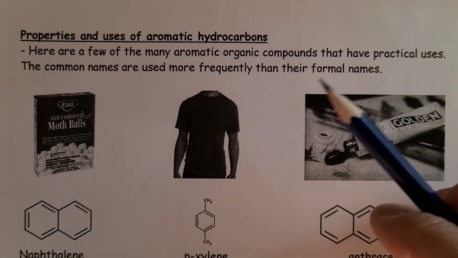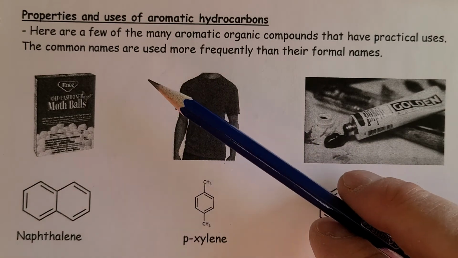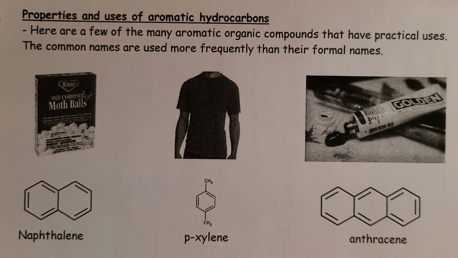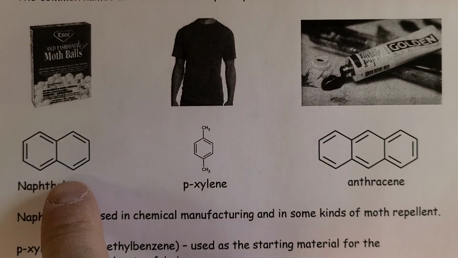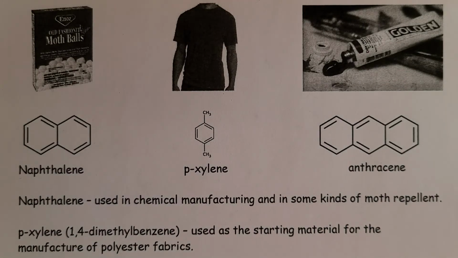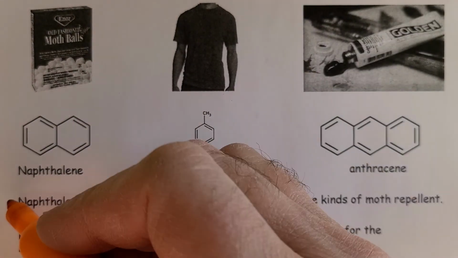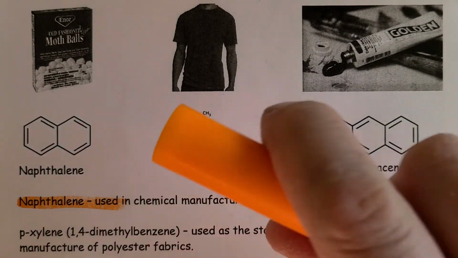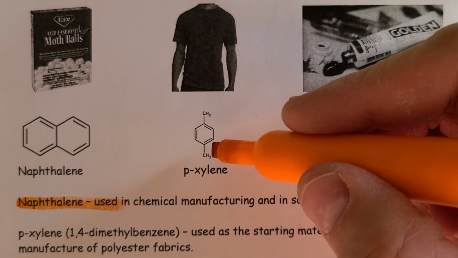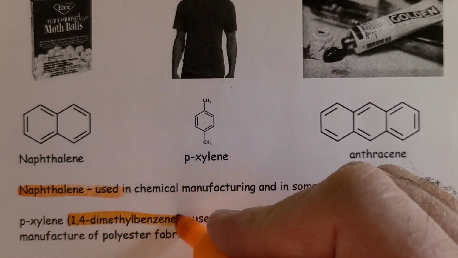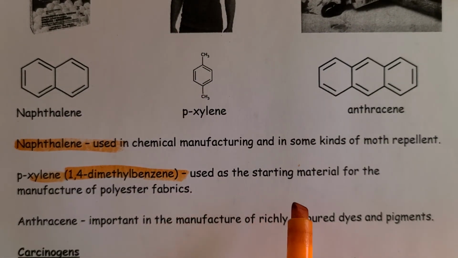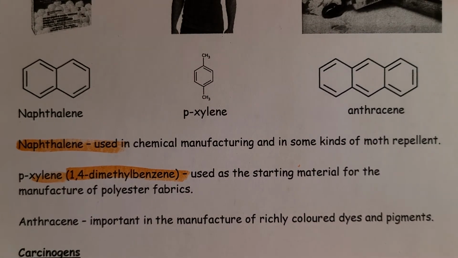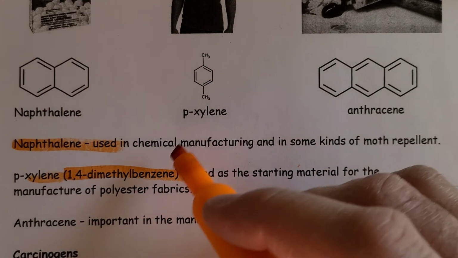You can also look at some properties and uses of aromatic hydrocarbons. Here are a few of the many aromatic organic compounds that have practical uses. The common names are used more frequently than their formal names. Here we have naphthalene, which is basically 2 benzenes attached together, and naphthalene is used in chemical manufacturing and in some moth repellents. P-xylene, or 1,4-dimethylbenzene, as you can see how we would name it, is used as the starting material for the manufacture of polyester fabrics.